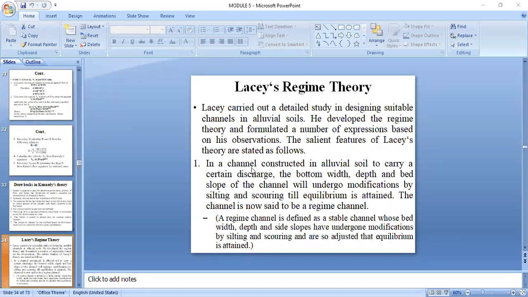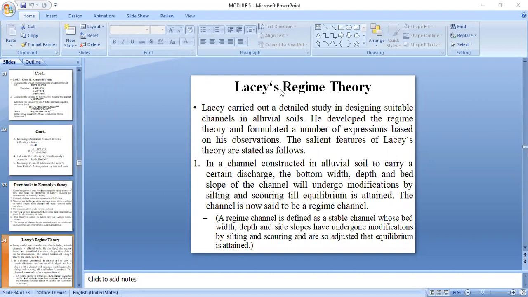So here, in a channel constructed in alluvial soil to carry a certain discharge, the bottom width, the depth of flow, and bed slope of the channel will undergo modification because of the silting and scouring process till equilibrium is attained. Once the equilibrium is attained, such natural channels are called regime channels. A regime channel is one which has formed its own cross section during the passage of time. So it is called a regime channel.